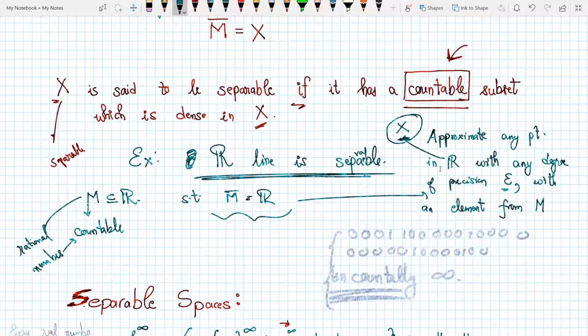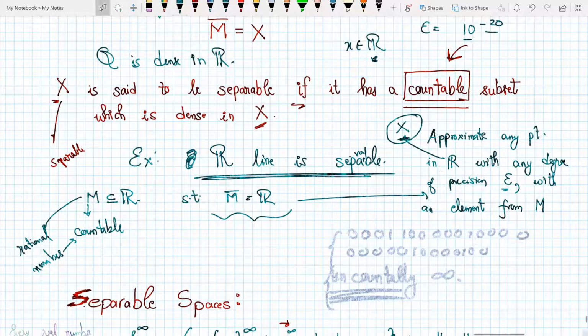So let's look at it again. You give me an element from R and give me a number epsilon. Say epsilon is equal to 10 to the power minus 20. So I want to find a point within the range of 10 to the power minus 20 in R, and if I can do that with my set of rational numbers, I say that the real number line R is separable, and I say that the set of rational numbers Q is dense in R.